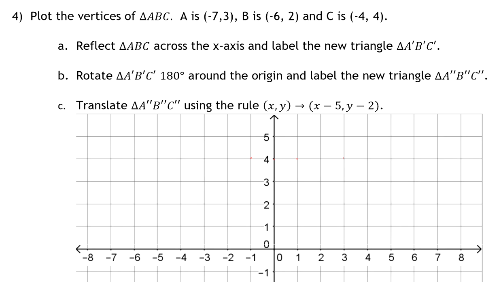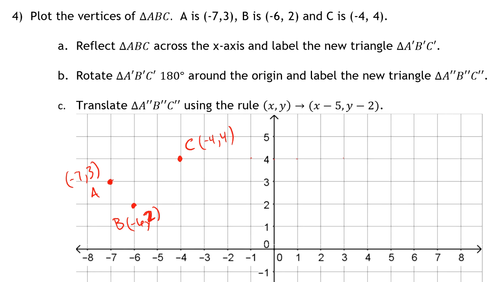The first point I have is at -7, +3. So this point right here is A, and it is at -7, +3. Our next point B is at -6, +2. So this is B, and its coordinates are -6, 2. I encourage you to write down coordinates like this because it helps you start to see what's happening to the coordinates and the patterns that are involved when we subject it to some of these transformations. The final point there is C, which is at -4, 4. So I write C, and that is the point -4, 4.